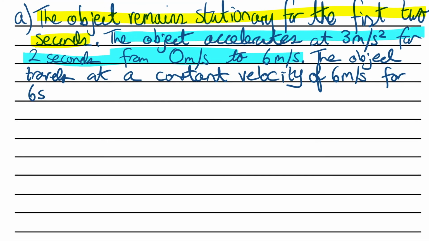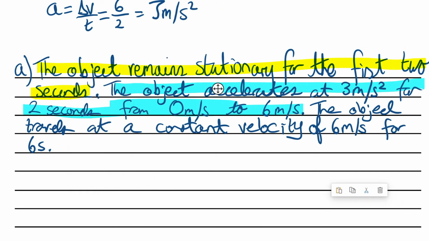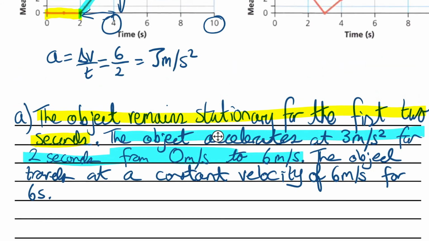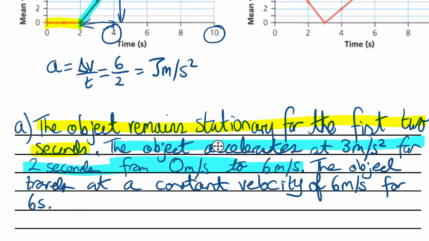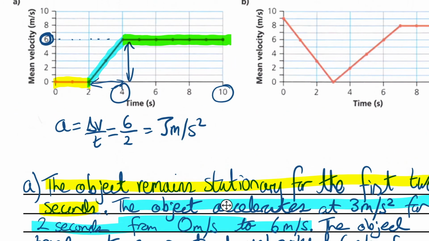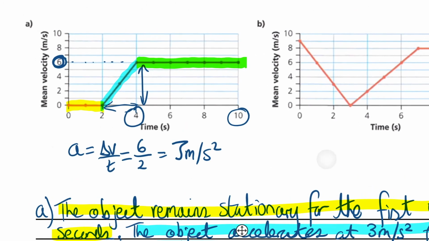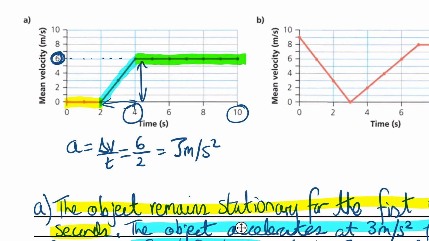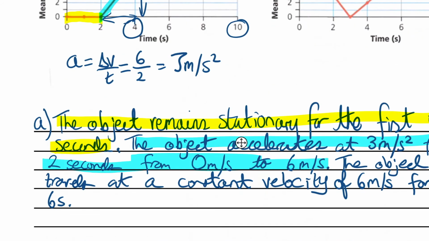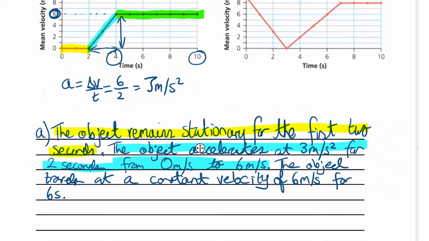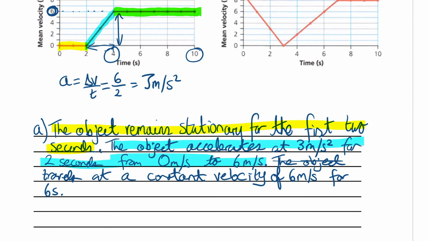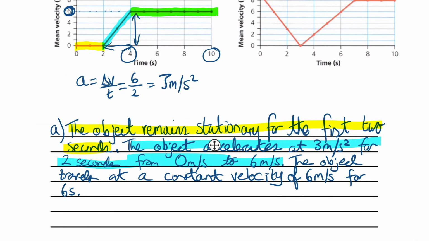For 6 seconds. We haven't quite finished for higher tier pupils, because higher tier pupils also have to include the distance travelled, and we'll come on to that in a moment. But what I wanted to do before we finish that part is just highlight in green which sentence relates to which part of the graph.